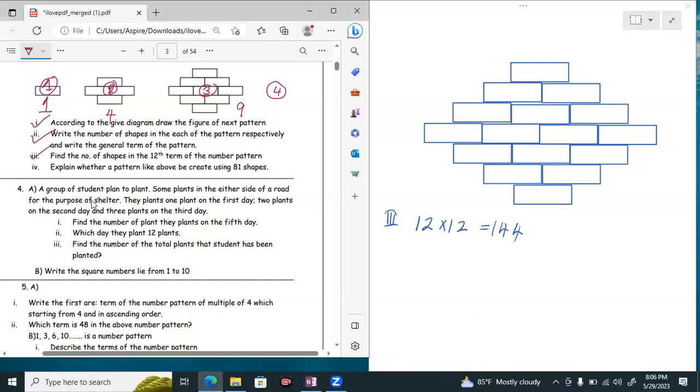Fourth question. Explain whether a pattern like above can be created using 81 shapes. 81 shapes use කරලා අපට මේ වගේ pattern එකක් create කරන්න පුළුවන්ද බැරිද කියලා අහනවා. How do we explain about this one? What is your answer? Whether it is possible or not? අපේ boys ලගේ active එක මදි මට. girls ලා විතරයි හොඳට active වෙලා වැඩ කරන්නේ.